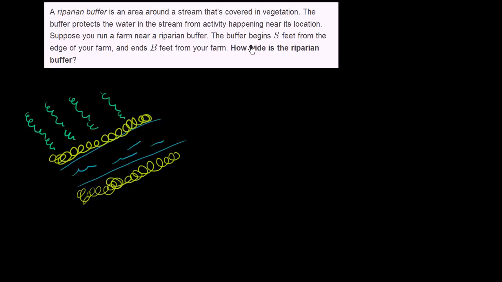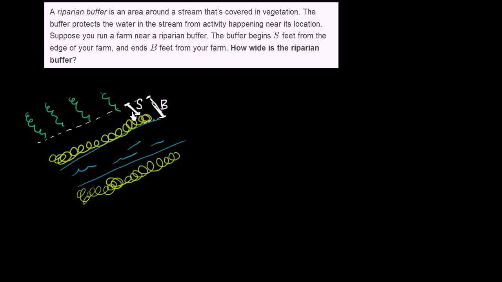And they're saying the buffer begins S feet from the edge of your farm. So let's say that this right over here is the edge of my farm. And it says it begins S feet from the edge of your farm. So it depends which side you consider to be the beginning of the riparian buffer. Maybe we'll take this side to be the beginning. And so they're saying this distance right over here is S feet. And it ends B feet from the edge of your farm. So they're saying that this distance right over here, all the way to the other side of the riparian buffer, is B feet. How wide is the riparian buffer?